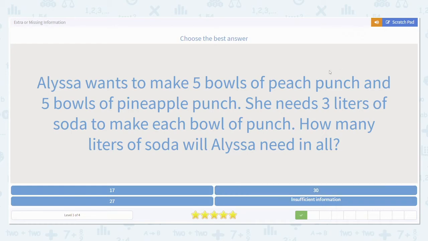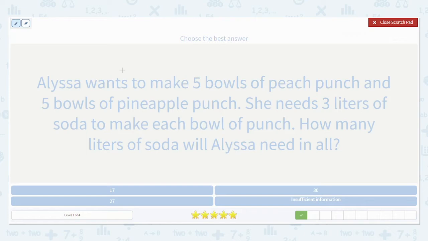Here's an example of a question where we do have enough information. Alyssa wants to make 3 bowls of peach punch and 5 bowls of pineapple punch. She needs 3 liters of soda to make each bowl of punch. How many liters of soda will Alyssa need in all? What we want to do here is first recognize what the question is asking for. How many total liters of soda?